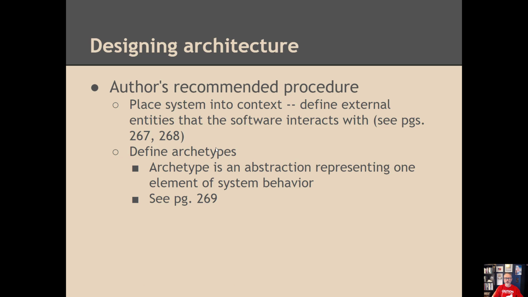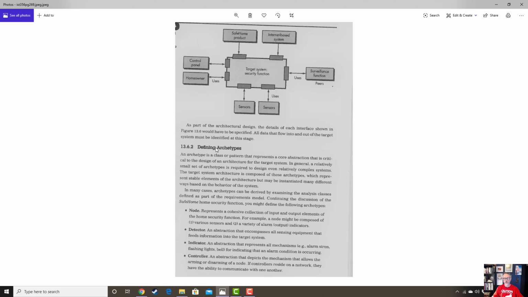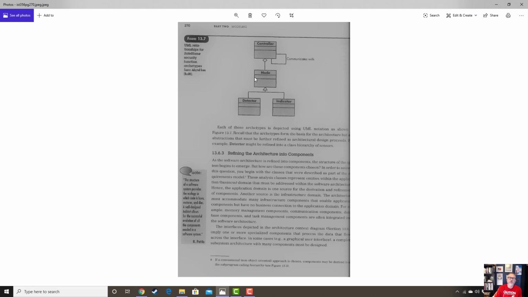once we have the archetypes done, then we would try to iteratively refine the archetypes into their components, and that's where the text goes to page 270 and shows you how that would be done. So the text starts here, and I'll let you read that at your own pace. But up here we have our UML class diagram showing how those archetypes might be refined into specific classes that are related via this UML class diagram.